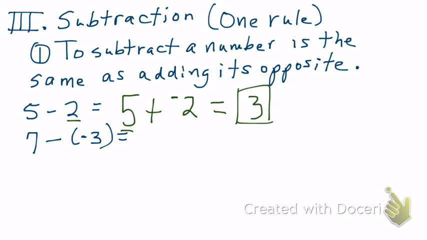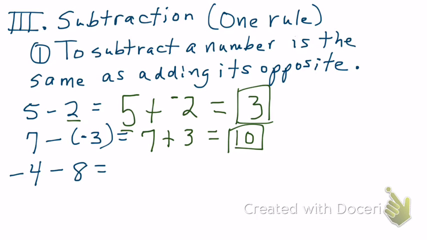On the next problem, we got 7 minus negative 3. So that becomes 7 plus. The opposite of negative 3 is positive 3. So we're going to get 10 here. Let's move on to the next one.